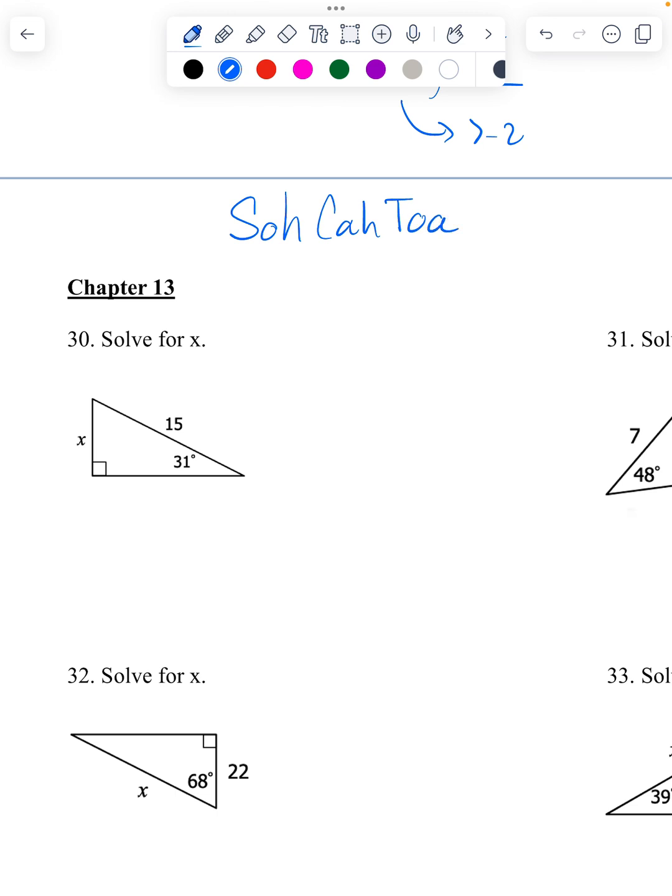And that when you need to find angles, you need to use sine inverse, cosine inverse, and tangent inverse if you're ever finding an angle. This is for finding sides.